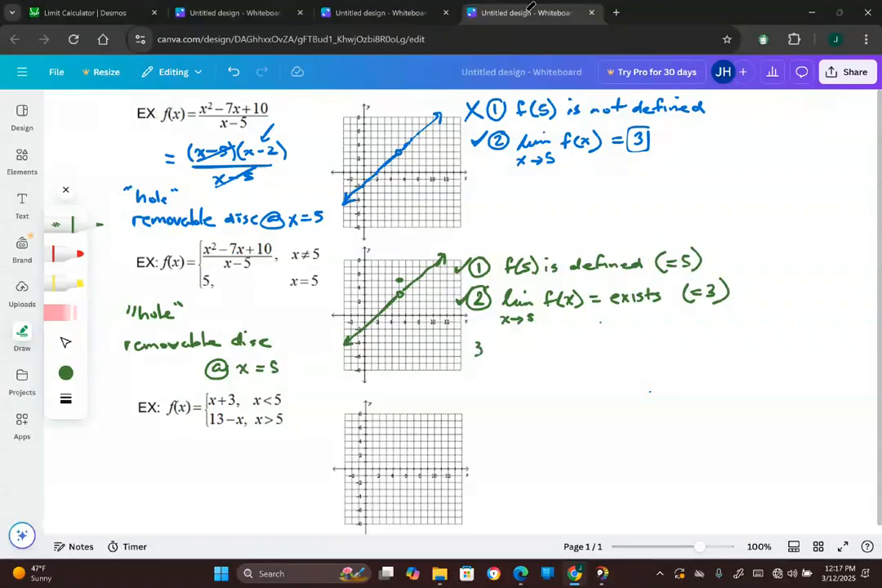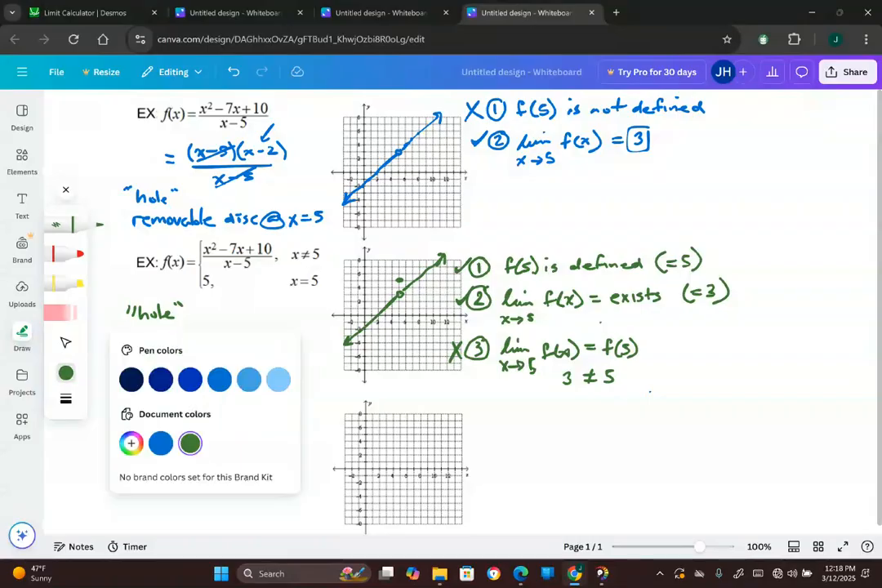Where we run into problems is part 3. This one is not satisfied, and this is why I've got a discontinuity. The limit as x approaches 5 of f of x, which equals 3, does not equal 5, which is f of 5. So the last condition is not satisfied. There is a discontinuity here on this graph.